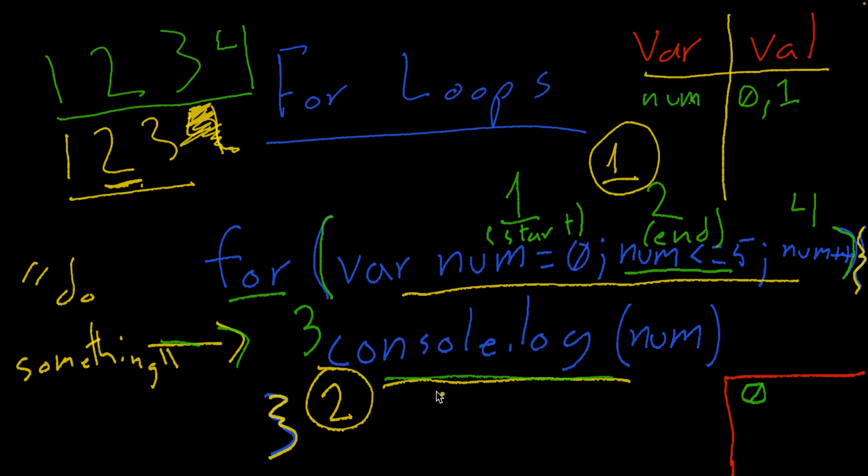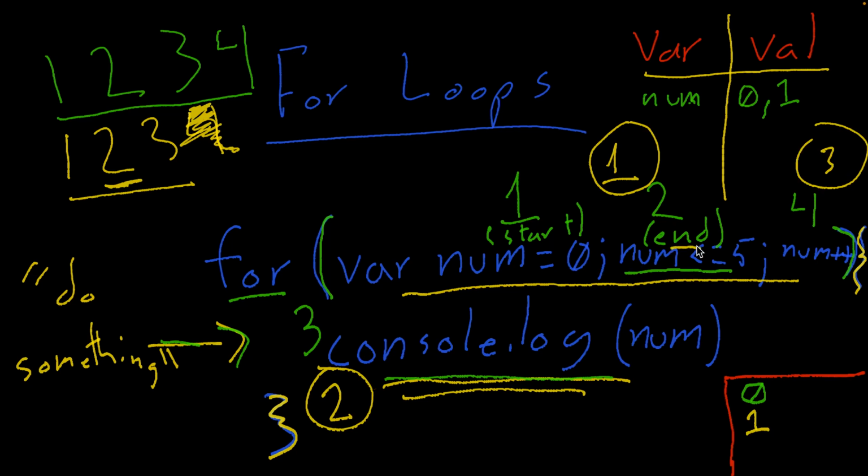Okay, we console log. What is our console log right now? Num, we console log 1. So we get the 1. All right, and 3, third step, increase. We just do this step over and over until we reach our endpoint here.